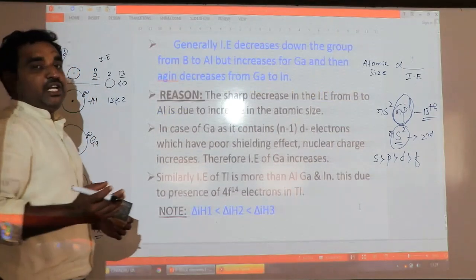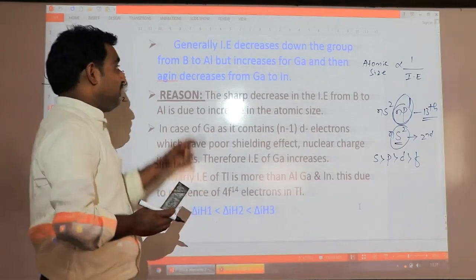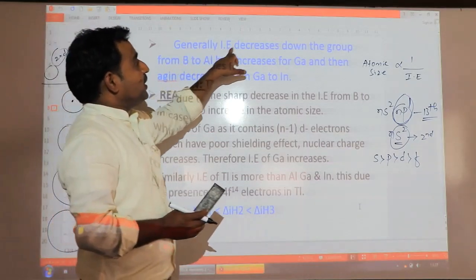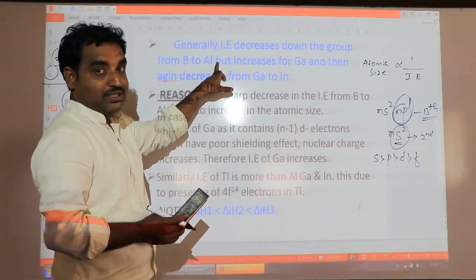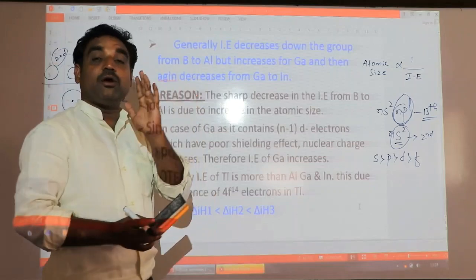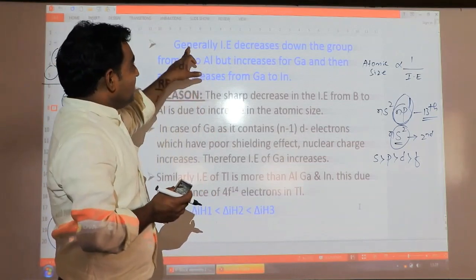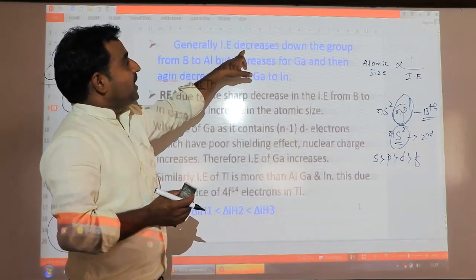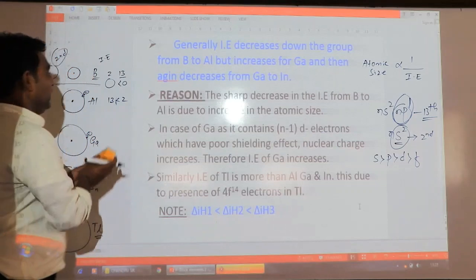And generally, if you talk about the ionization enthalpy in the case of a 13th group element, ionization enthalpy decreases down the group from boron to aluminium. The point is that usually it decreases, but in the case of the boron family some variations will occur. Now we will discuss that. Generally, ionization enthalpy or energy decreases down the group from boron to aluminium.